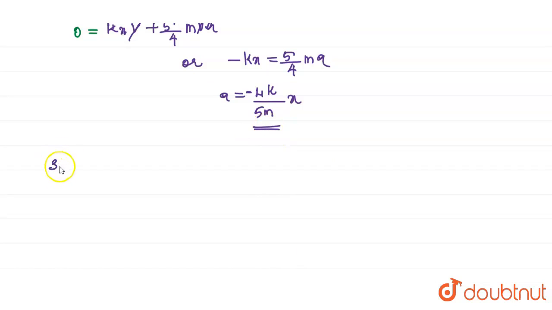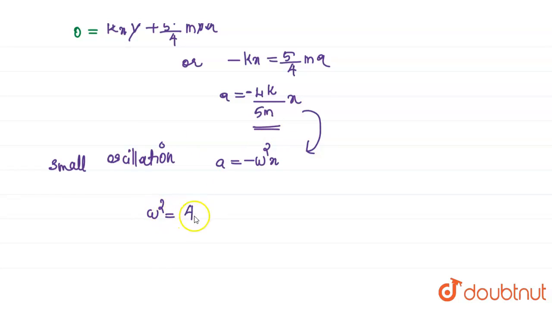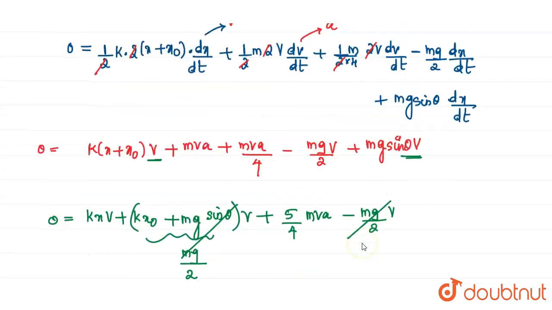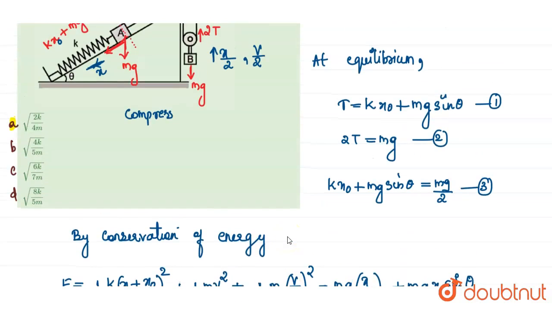In our question it is mentioned about small oscillation, and for small oscillation we are familiar with the equation for the acceleration: acceleration equal to minus omega square x. So equating these two equations, we get omega square equal to 4k divided by 5m, or omega equal to root of 4k divided by 5m. So this is the equation for angular frequency, root of 4k divided by 5m. So what is the answer? Root of 4k divided by 5m. Option B is the correct answer.